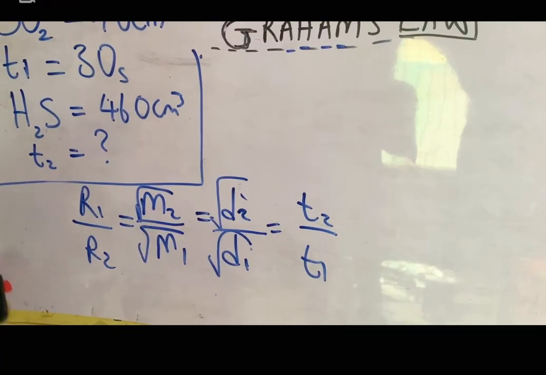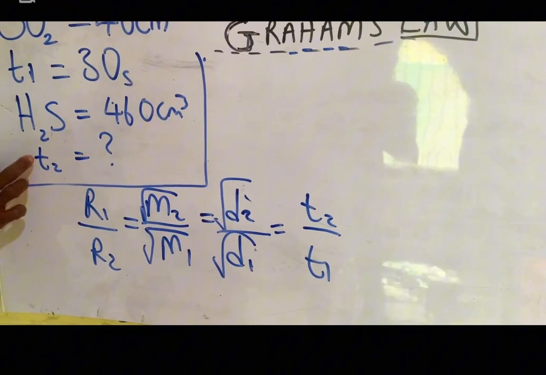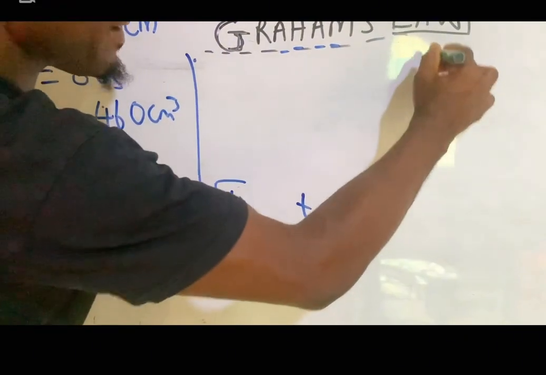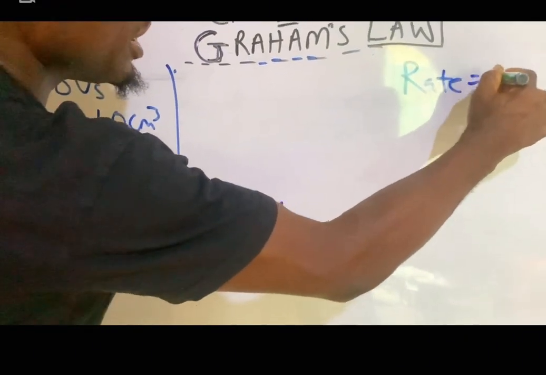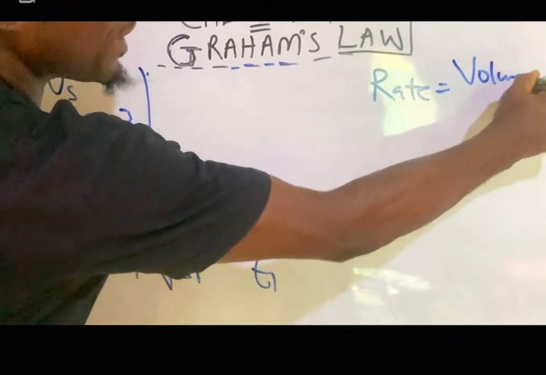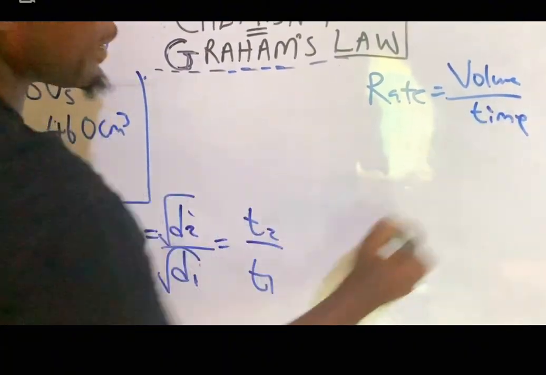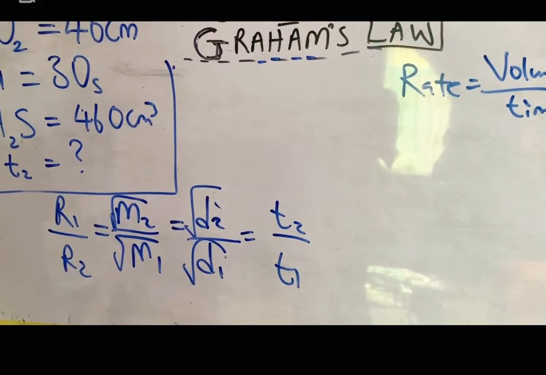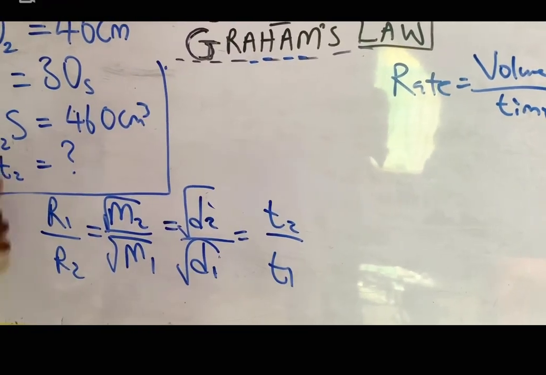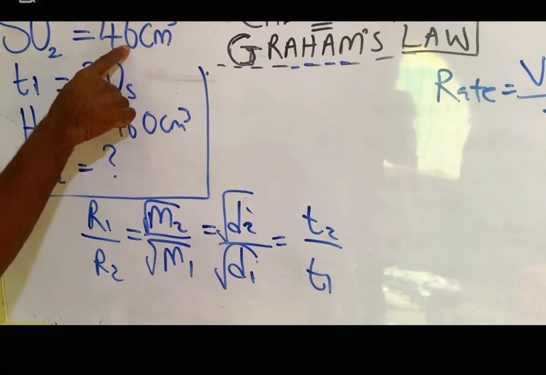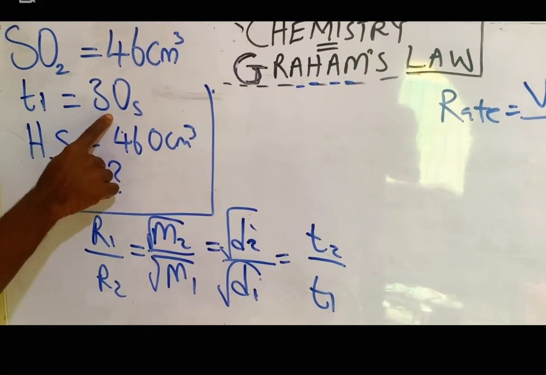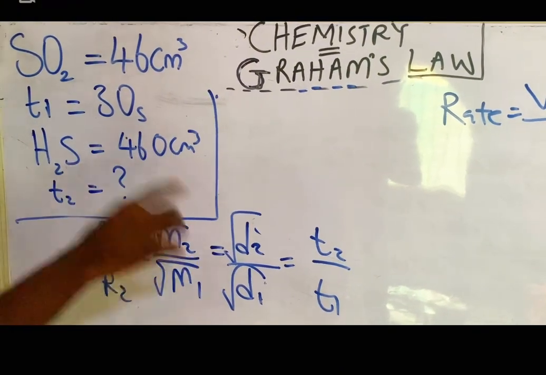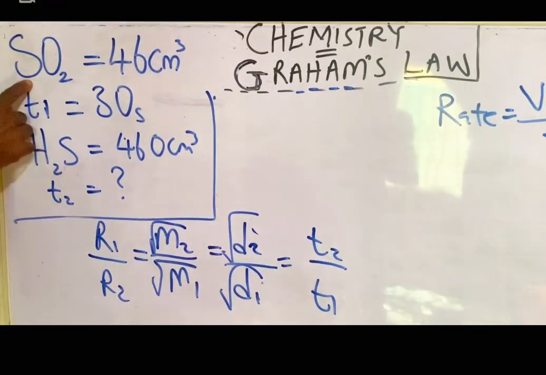Now the first thing I will do to get the time taken for the hydrogen sulfide to diffuse is to come with this formula. Let's remember this formula. Rate of diffusion is equal to volume of the gas all over time. Now in this case, we need to solve for the rate. Remember I taught you rate is equals to volume over time. Now let's check. For sulfur 4 oxide, we have the volume and then we have the time. Can you see that? And that means we can get the rate of diffusion of sulfur 4 oxide.